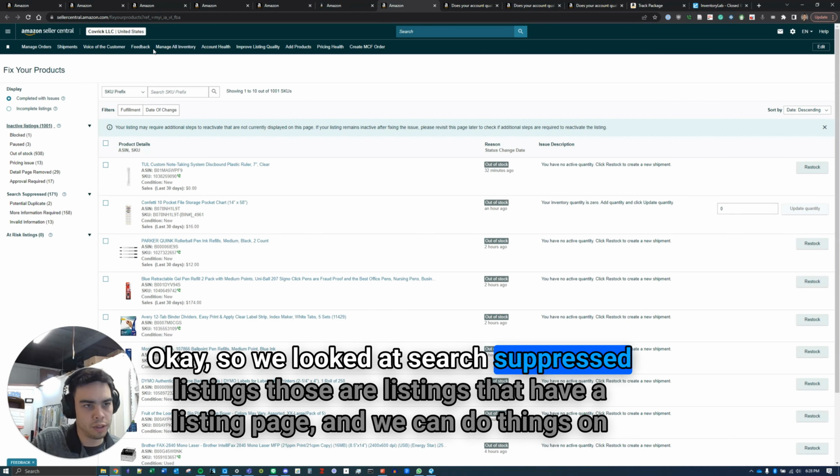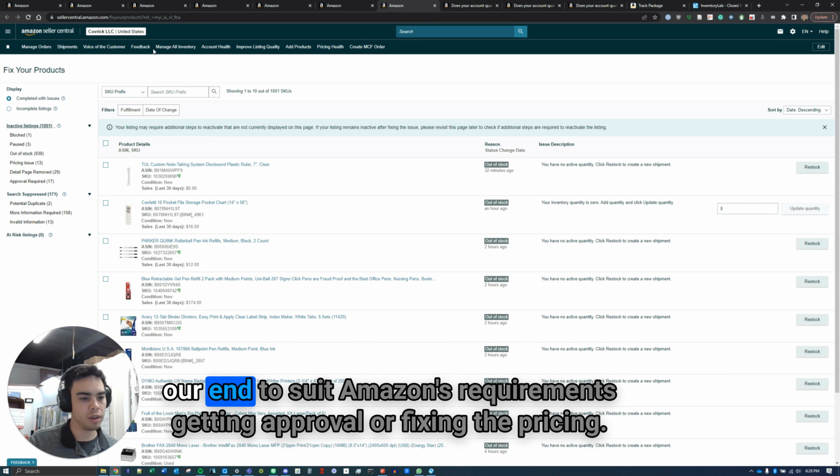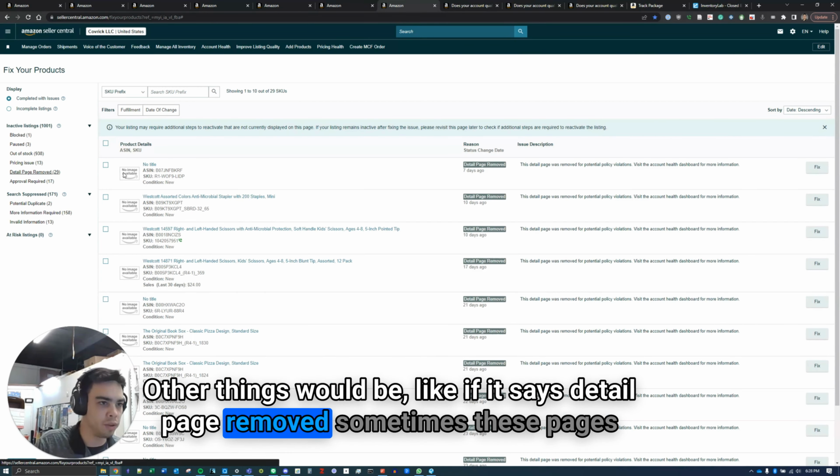Okay, so we looked at search suppressed listings. Those are listings that have a listing page, and we can do things on our end to suit Amazon's requirements, like getting approval or fixing the pricing. Other things would be like if it says detail page removed.